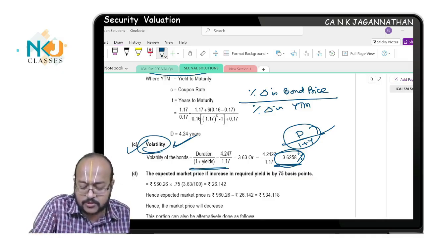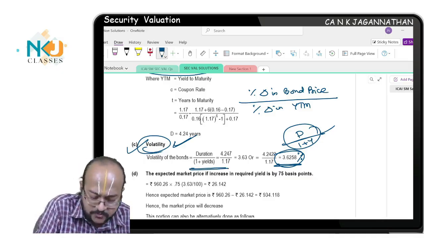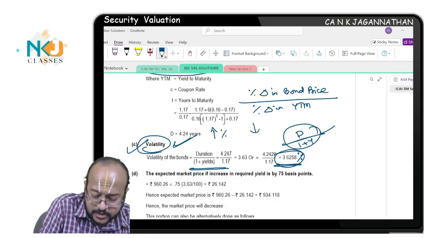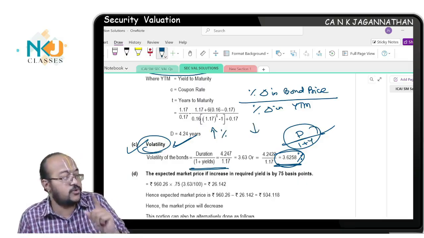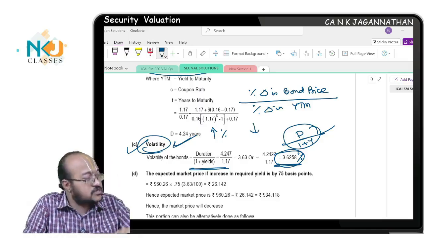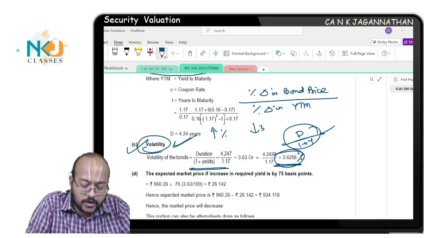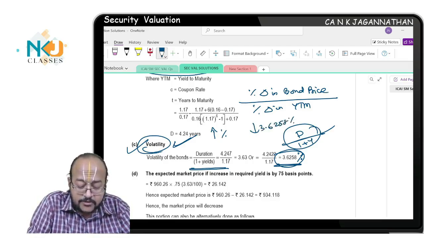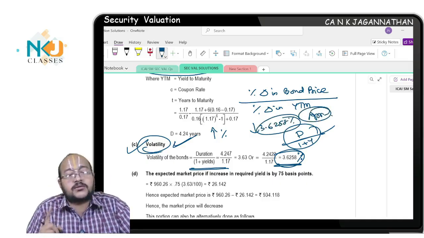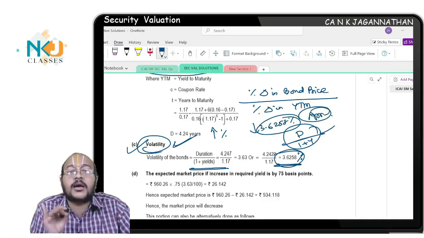They have computed 3.6258%, which means if bond YTM changes by 1%, if YTM increases by 1%, what is the interpretation? I'll tell you. If YTM increases by 1%, the bond price will inversely change by approximately 3.6258%. I stress on approximate because convexity is there. That will be the accurate measure. This will give you only an approximate measure.